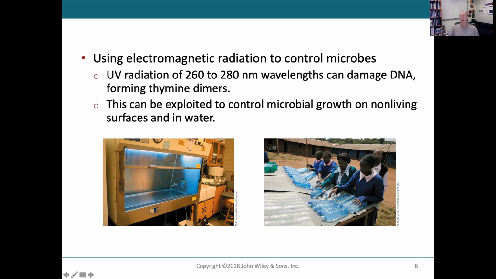There are practical ways of using UV light. This is a method called SODIS. The acronym is SODIS, which stands for solar disinfection. This is used in places that don't have effective water treatment.